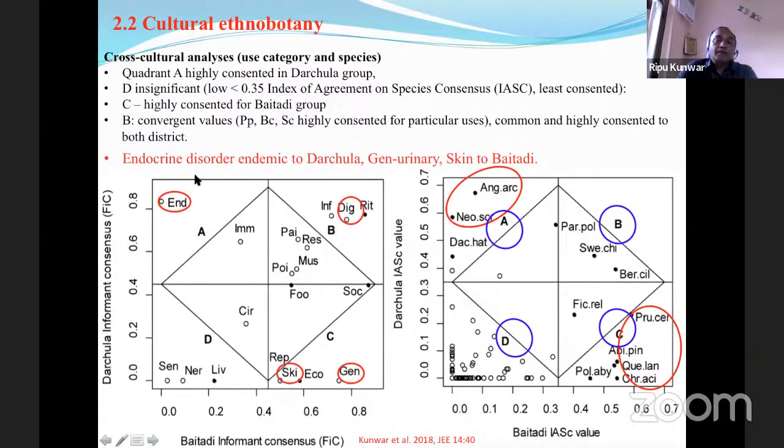Or if we have data from informant agreement ratio or IFC or something like that, we could plot the data by different systems, showing which plants are used for which purpose. For example, in the Baitadi district, plants are frequently used for skin disease and genitourinary system disorders, whereas in Darchula district, most plants are used for endocrine disorders. So from this graph, we could get an idea of which diseases or ailments are common in that particular area.